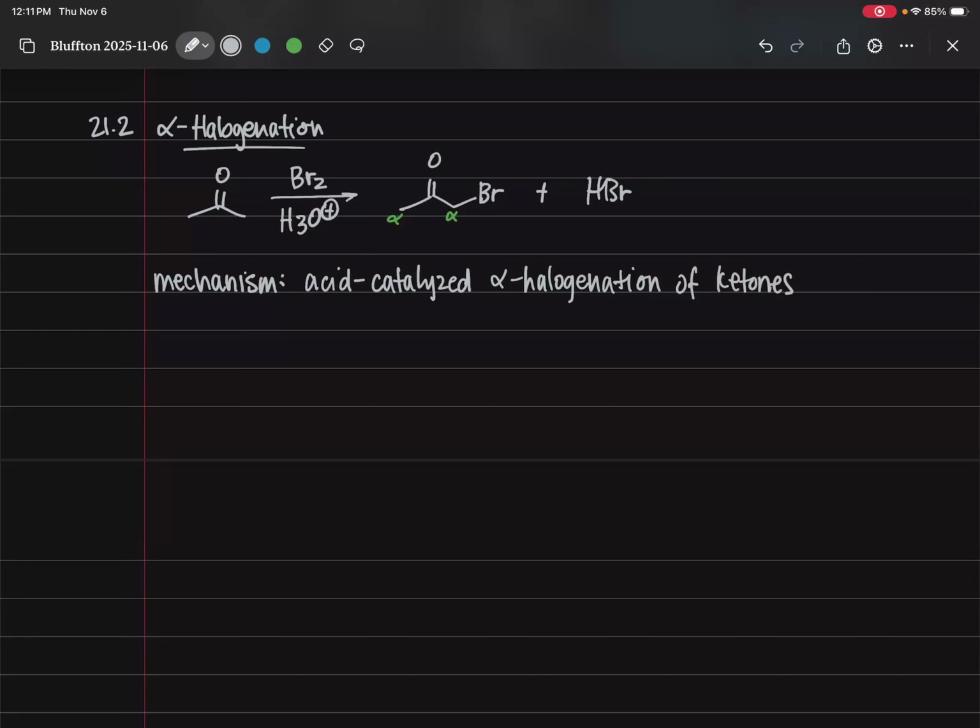Okay, so another mechanism, but fortunately we've already done half of the mechanism. So part one is acid catalyzed enol formation.